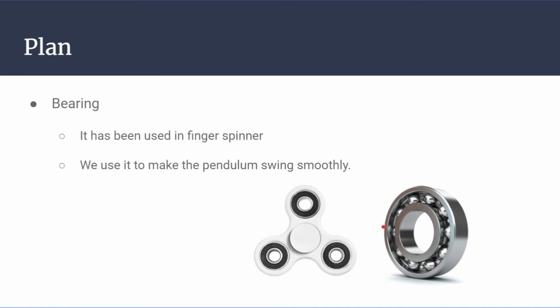A bearing is a machine element that can reduce friction and vibration between moving parts. I think there are some toys using bearings. I think the most famous one is this finger spinner. A bearing has an inner ring and an outer ring. The outer ring is usually held stationary, while the inner ring has extremely tight tolerance and is made to have a very smooth surface. And we will use it so that our pendulum can swing smoothly and frictionlessly.